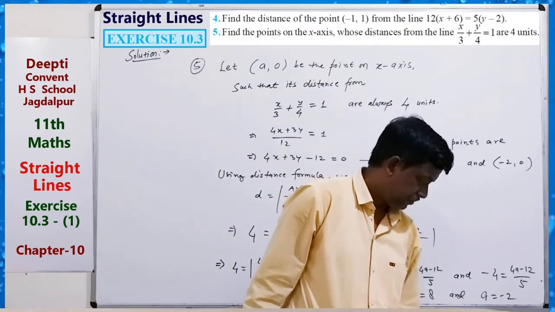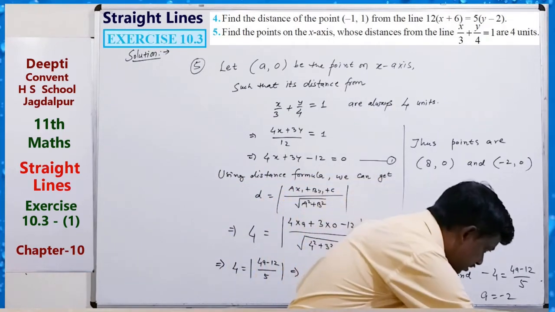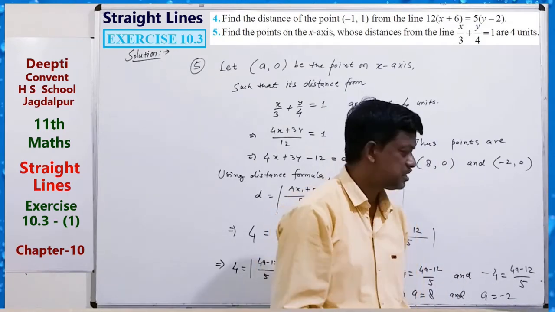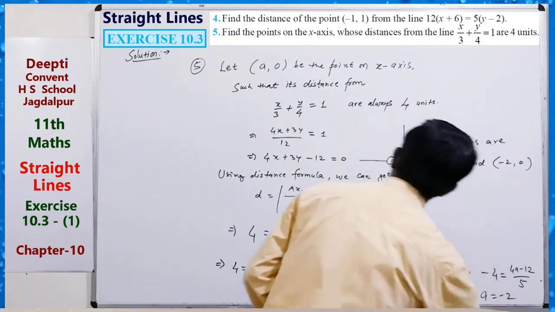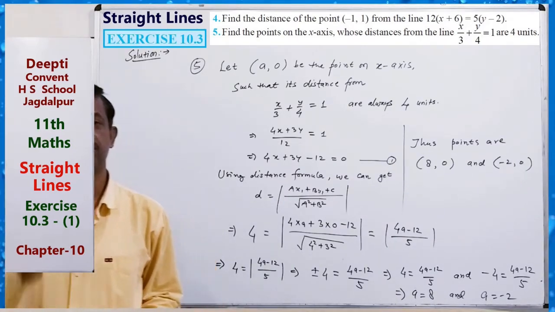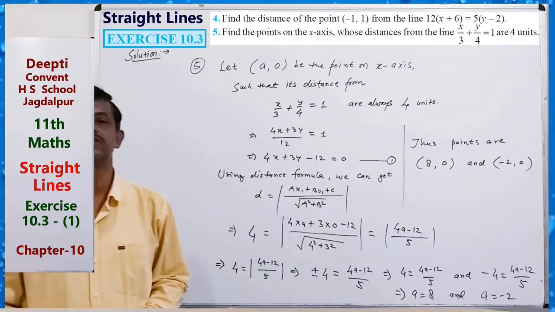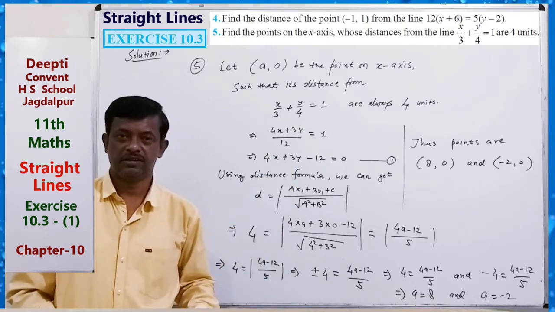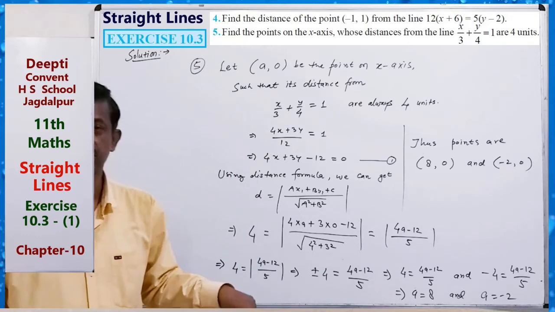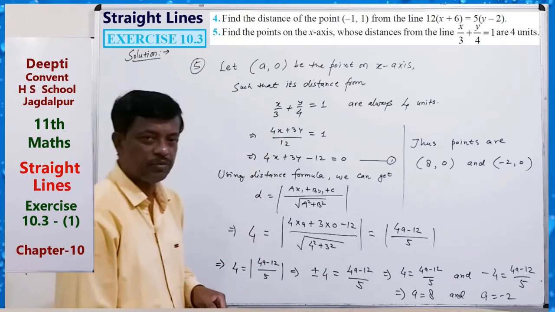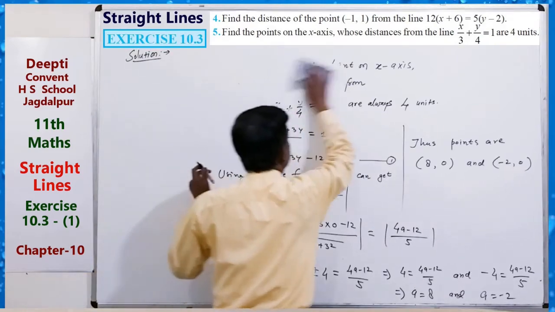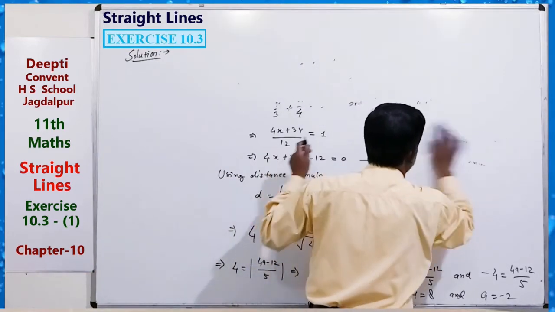Question 5 is done. Now question 6: Find the distance between two parallel lines. It's very simple. We know parallel lines have only the constant terms different. So the distance between two lines is modulus of C1 minus C2 upon root over a square plus b square. That is the formula. Okay.